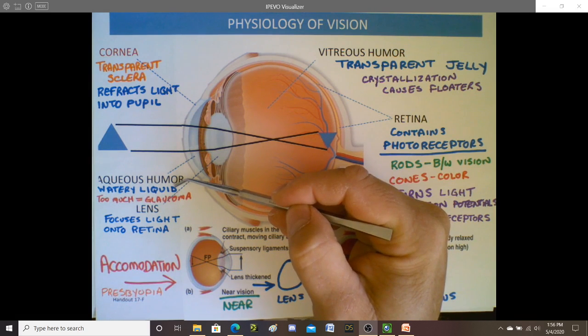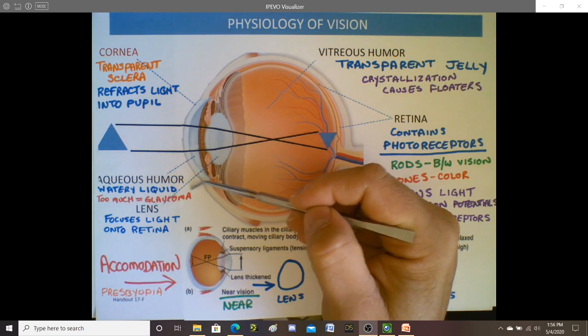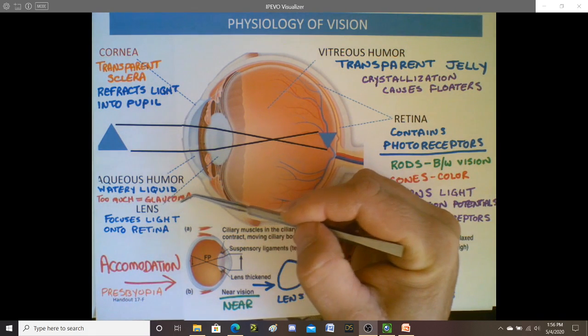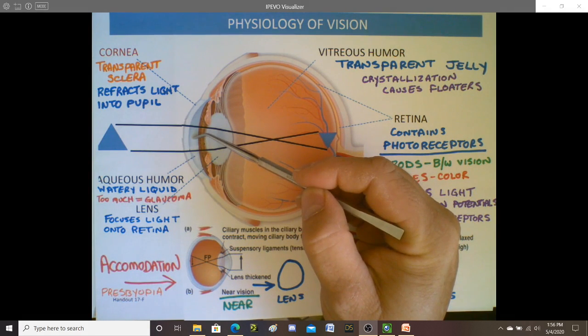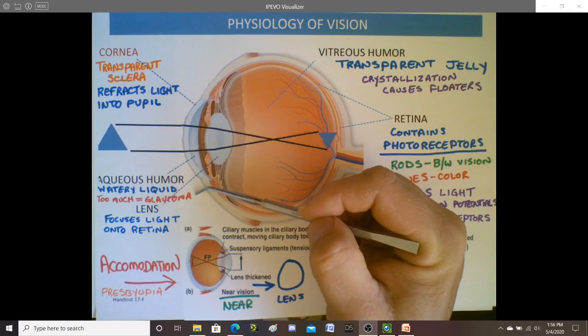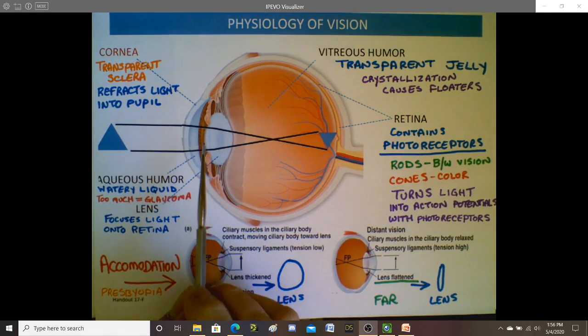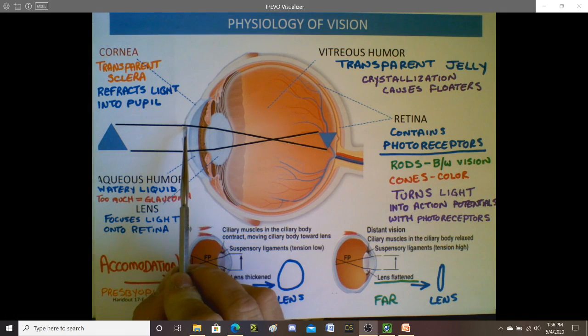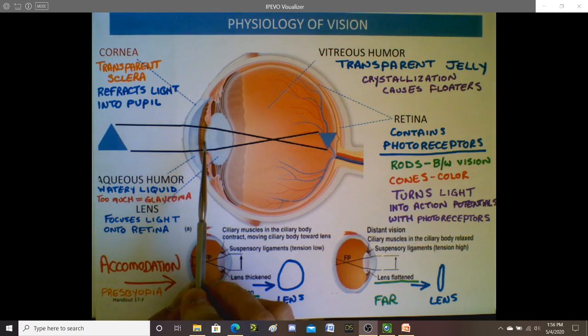This watery liquid is constantly being generated, and then it's constantly being broken down. And if we add too much of that aqueous humor fluid into this anterior chamber of the eye, that is a disease called glaucoma. So glaucoma is having too much aqueous humor within that anterior chamber. Kind of interesting.